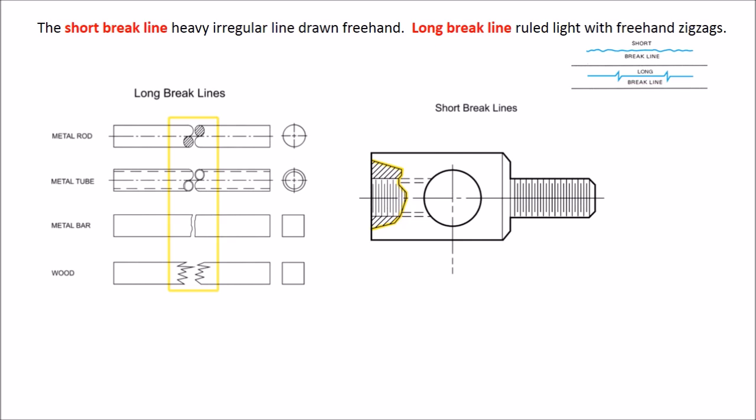The short break line is a heavily irregular line drawn freehand, and the purpose is to show a short break, to conserve space on the drawing, to show a particular section. The long break line is a ruled, light line with freehand zigzags, and the purpose of the long break line is to show a long break to conserve space on a drawing.